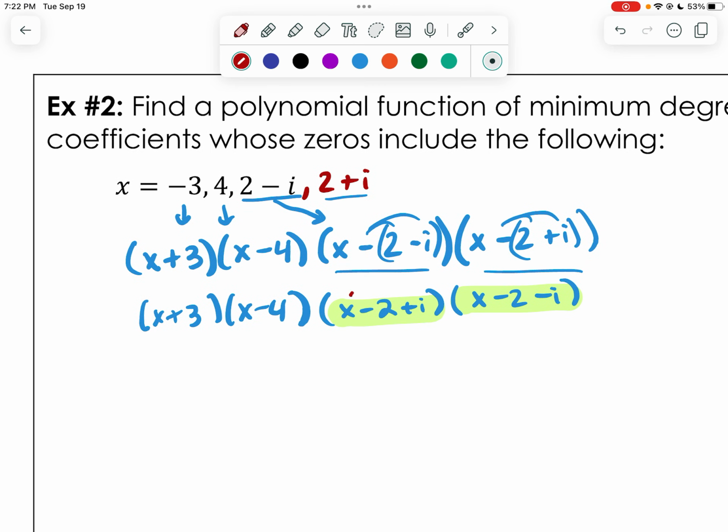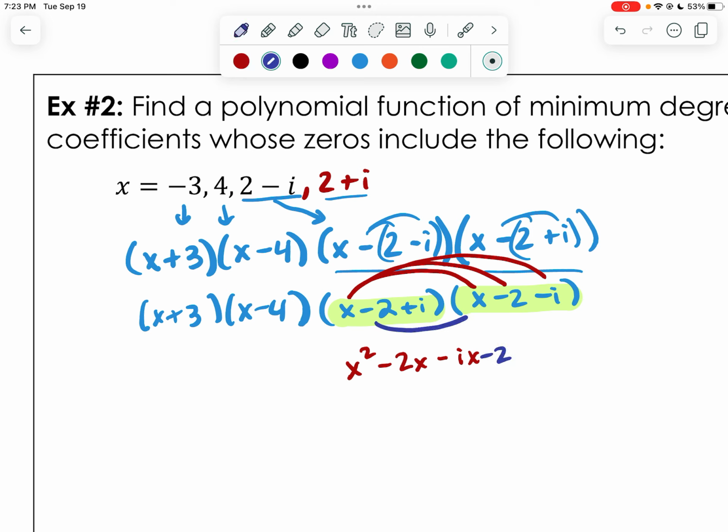So let's do x times x, that's x squared. x times -2, that's minus 2x. And x times -i, so that would be minus ix or xi, it doesn't matter. Now let's distribute the -2.